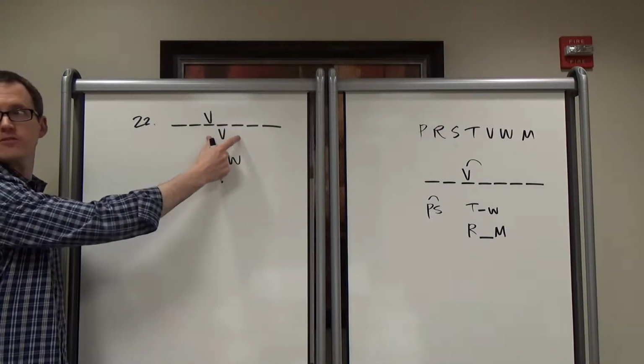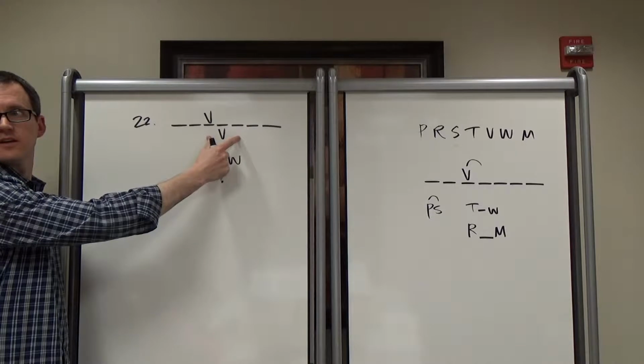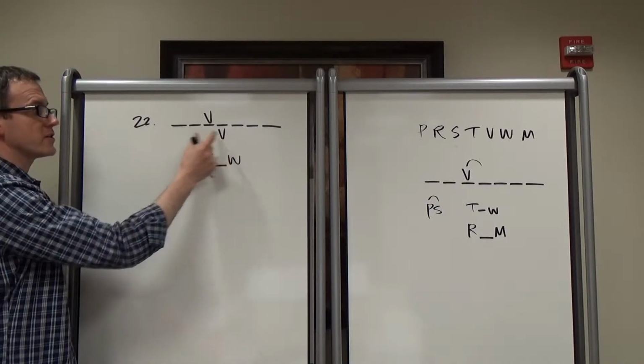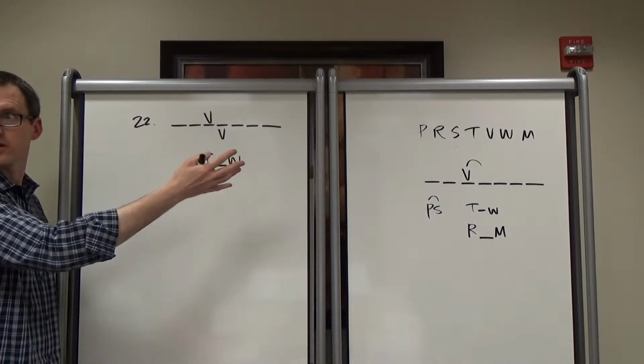Why can't you put it around V? Because you have to make room for T and W as well, and for R and M, that block of 3, right? Now you have 2 blocks of 3. If you put it right here, then you only have 2 and 2 on the end. That's not going to work.